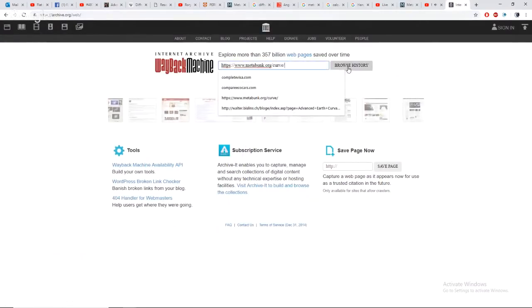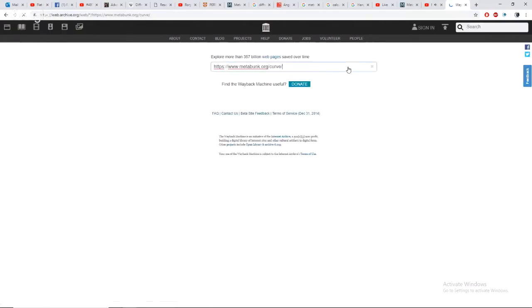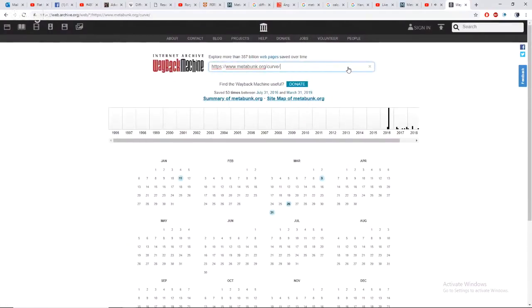So if I put that in there and I browse the history of this metabunk.org curve calculator, what we're going to look at is the dates in March, because there are no screenshots of the April, which we're in now. So we're in April. However, Rory set the challenge on the 22nd of March. About perspective, right? That's the date that he said it. And as you can see, there's two dates here that have been screen captured by the Wayback Machine.